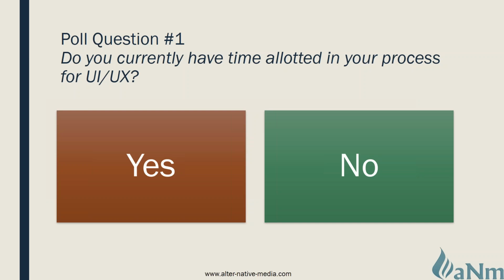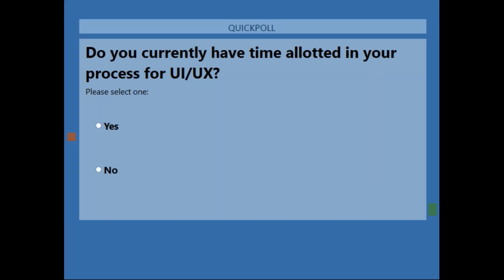And the first poll question, if we could, Paulina. Do you currently have time allotted in your process for UI or UX? All right, guys, if you can really quickly take the vote and click on the option yes or no. After that, we will allow just a couple more moments for you to do that, and then I will gladly launch the results for this poll question. So far it looks like more than half of our attendees voted, and the percentage is 41% yes and 59% no.